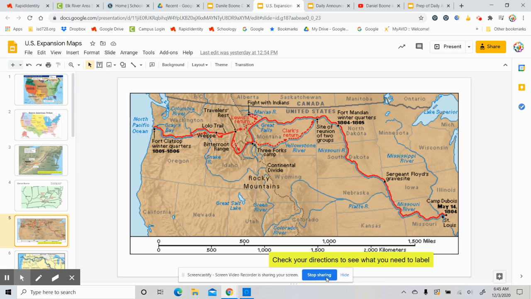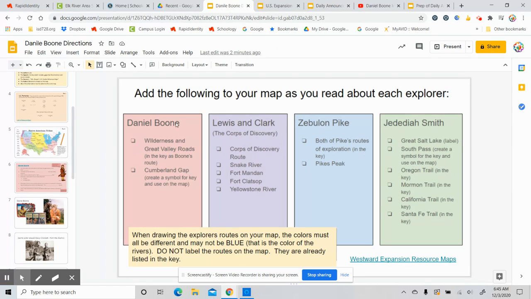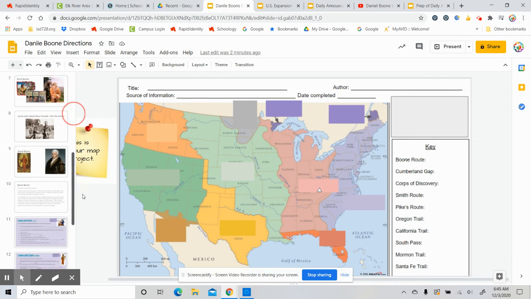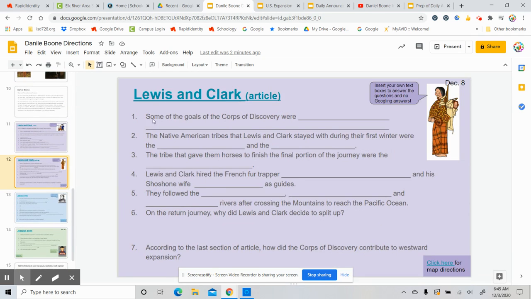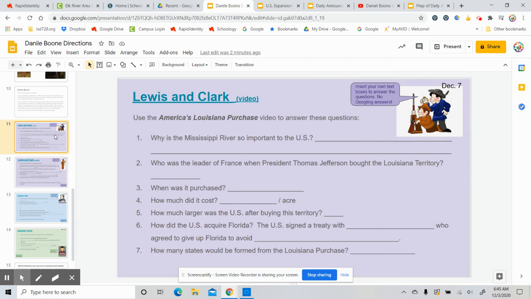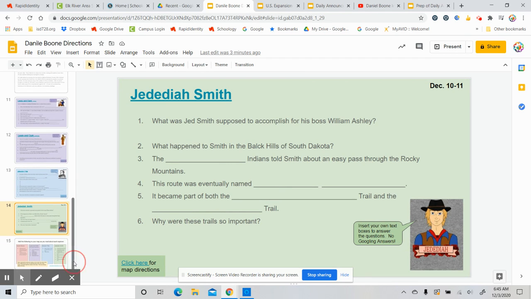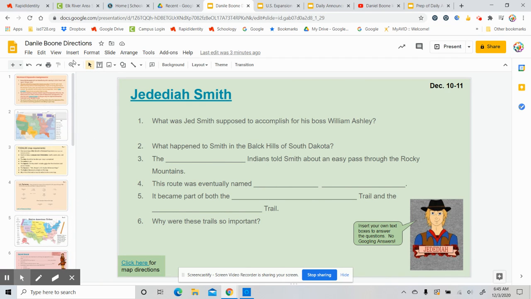Okay, so for today, make sure you finish Daniel Boone questions and map his route. And if you get further than that, great. You can go ahead and do the Lewis and Clark video, or it really doesn't matter with Lewis and Clark. If you would like to look at the article first and then come back and do the video next week, that's up to you. But that's for tomorrow and Monday, and even into Tuesday. Okay, and then we have Zebulon Pike and Jed Smith for the rest of that week. And then we're going to get ready for a test on these. So that's what's coming up.